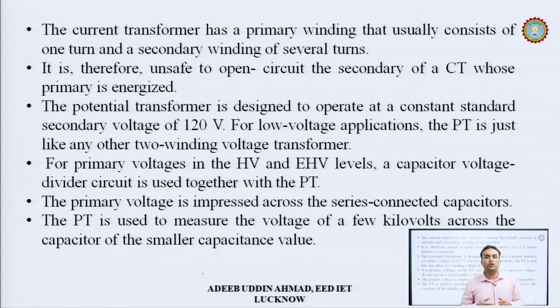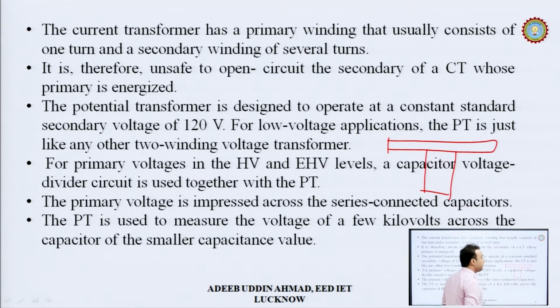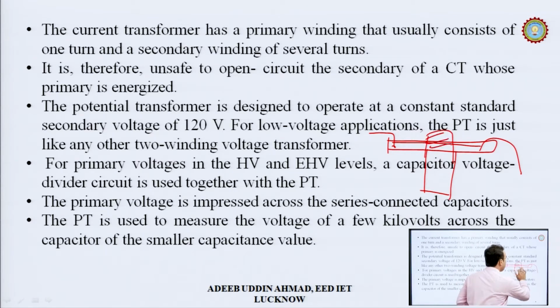You are not going to see the secondary, only the bar, and such a structure is there. This bar has some input and some output, and the bar is covered by the CT. This is the primary winding of the current transformer. Also, it is unsafe to open the secondary of a CT whose primary is energized.